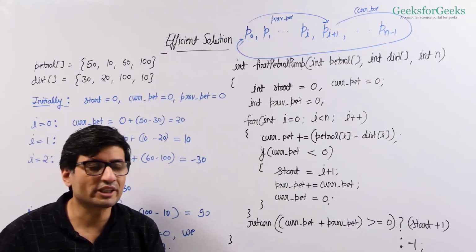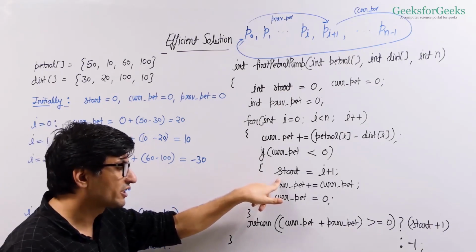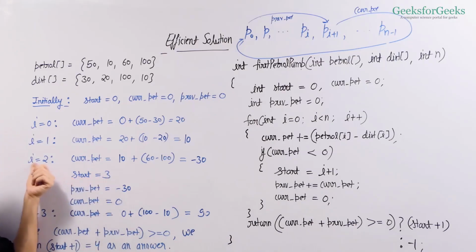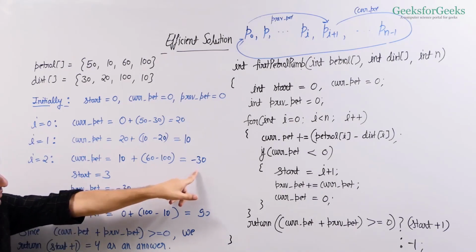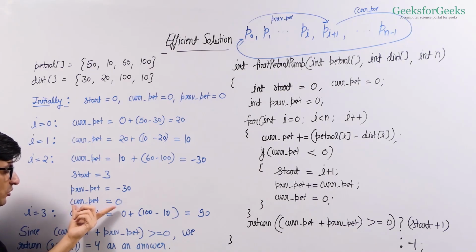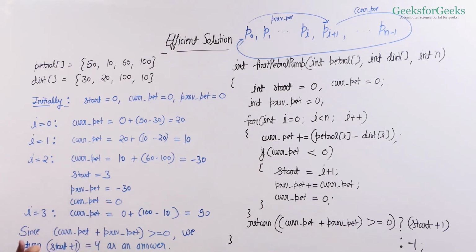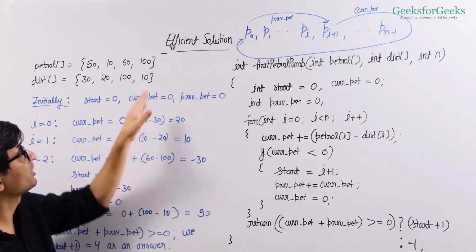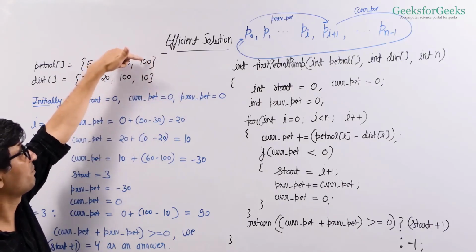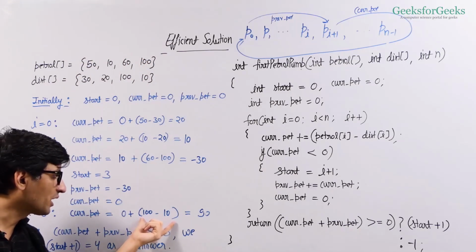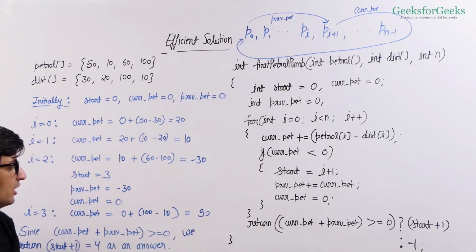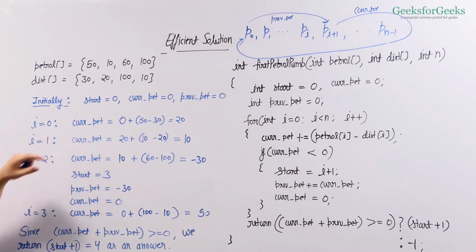And when current petrol becomes negative, what we do is we set the start equal to I plus 1. So start becomes I plus 1, 3. Previous petrol we store as minus 30. Current petrol we update as 0. And then we go to the next iteration for I equal to 3. When we come to I equal to 3, we add petrol minus distance to the current petrol. So we have current petrol is 90, which is positive. So we come out of the loop. When we come out of the loop, our current petrol is 90, our previous petrol is minus 30. So the sum of these two is greater than or equal to 0. So we return start plus 1, which is 4. So this is our answer.